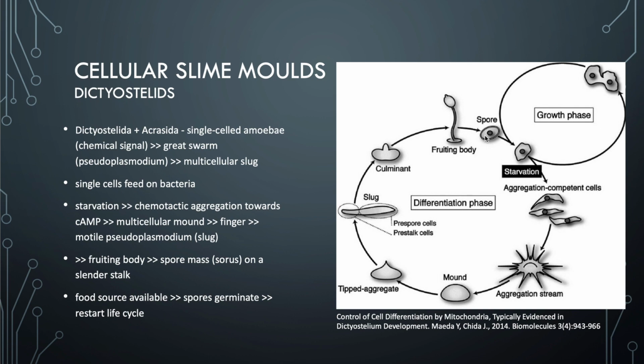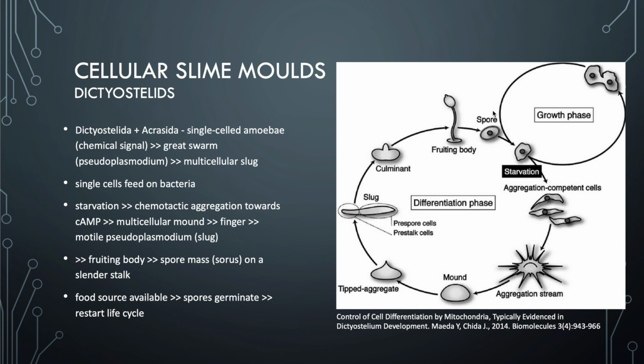So very similar to the acellular or the plasmodial slime molds, but different in the sense that now you have this swarm of many cells coming together to form the slug, versus, remember, in the plasmodial slime molds, it was two cells mating to produce one big cell. In this case, these cells remain individuals and act in unison as one organism called the slug. When the food source once again becomes available, the spores germinate and the life cycle begins again.